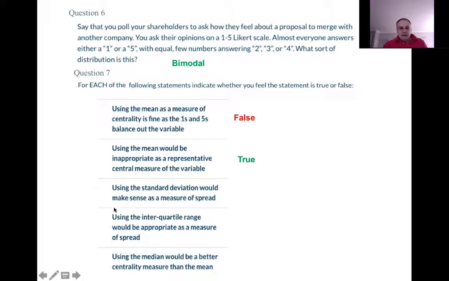Using the standard deviation would make sense? No. Using an interquartile range? No. Using a median would be better? No. So for this particular question, those were the answers we were looking for.